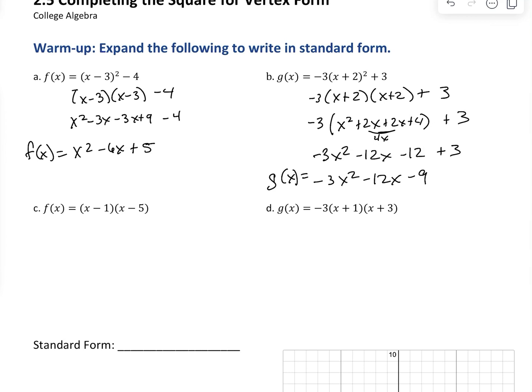Okay, and these last two are in factored form. So if I multiply them out, again, I'm just going to distribute the x to both, so x squared minus 5x. Then I'm going to distribute the negative 1, so negative x, positive 5. We'll combine like terms, so x squared minus 6x plus 5.